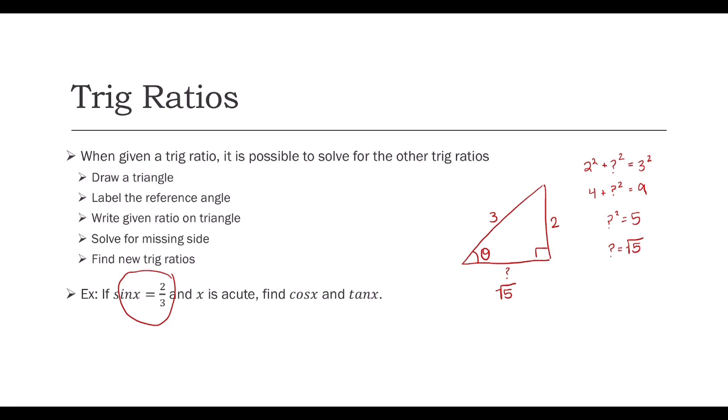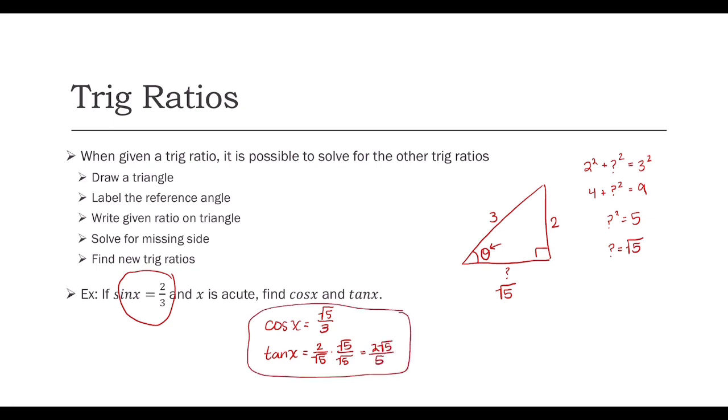Now we need to find the cosine of x and the tangent of x, which we labeled as theta here. Our cosine of x will equal our adjacent over our hypotenuse, so square root of 5 over 3. And then our tangent of x will equal our opposite over adjacent, so 2 over the square root of 5. We don't want a radical in the denominator, so we'll multiply by the square root of 5 over the square root of 5 to get that the tangent of x is 2 root 5 over 5. So that's what you would do for that.